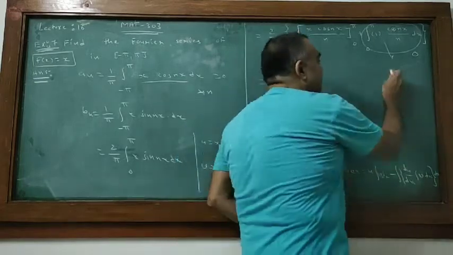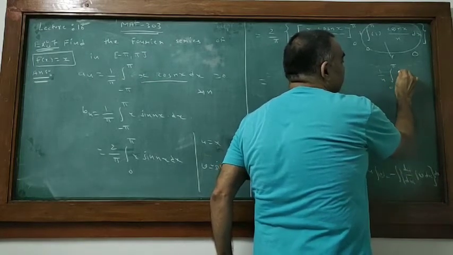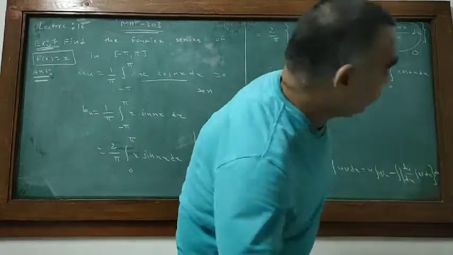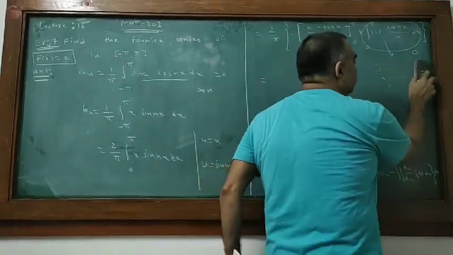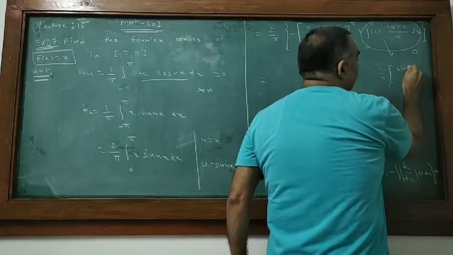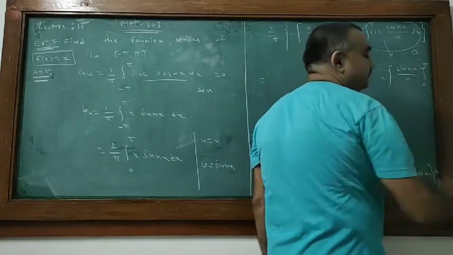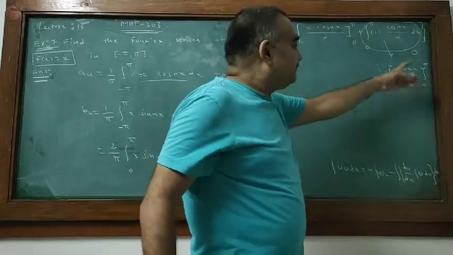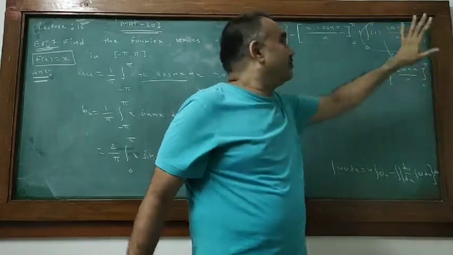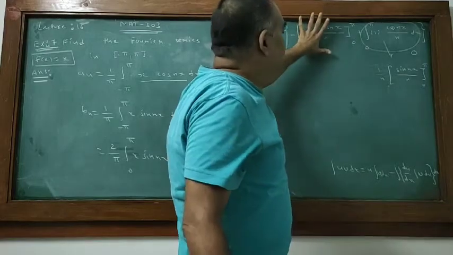See here what happened: this is 1 upon n, integral from 0 to pi of cos nx dx. Now what is the integration of this term? It is sin nx upon n, 0 to pi. So sin pi is 0, sin 0 is 0. So this term is not in the calculation. I do not consider the second term, so we focus only on the first term.